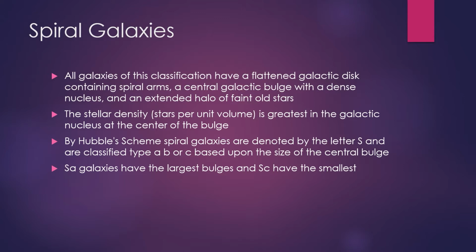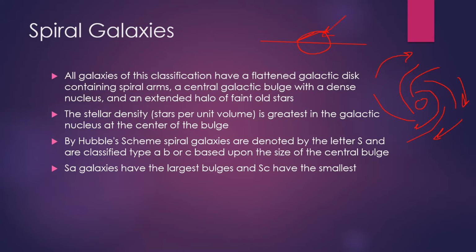All galaxies of this classification have a flattened galactic disk containing spiral arms, a central galactic bulge and denser nucleus, and an extended halo of faint old stars. Basically, when you turn it sideways, it looks almost like a flying saucer. When you look at it head on, you essentially have the circle, surrounded by all of these arms, which gives it the name spiral galaxy. It appears to spin in a spiralizing formation.